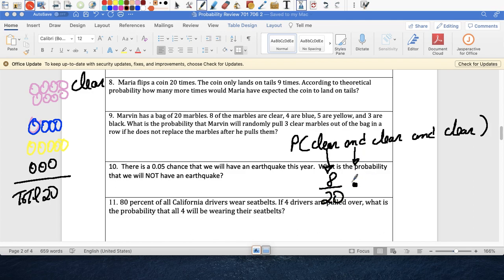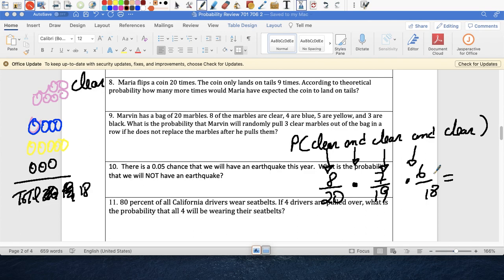And that means times, right? And now we want another clear, but this one is no longer there. So the second time when you go and get a second clear, it's going to be 7 out of, well, your total is now 19. So it's 7 out of 19. If you want to try to get another clear marble, well, again, remember, we got to take 1 out. So you don't have 8 anymore. You don't have 7 anymore. You have 6. And again, what's your total? 18. So now you're multiplying 3 fractions.